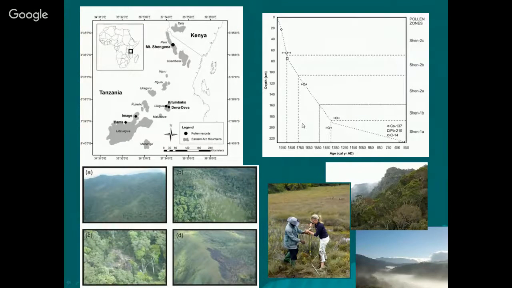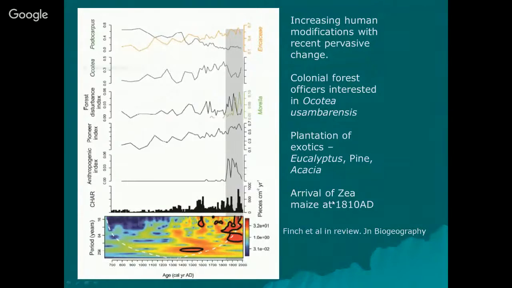Another site just across the border is Mount Shingena in the Pare Mountains. So earlier on we were down in Uzungwa with Andy, now up on the top of the Eastern Arc Mountains. And again, just to show the value of these sorts of records, sorry about the changing axes, but here we have present day. This is 1,300 years of change from that mountain.